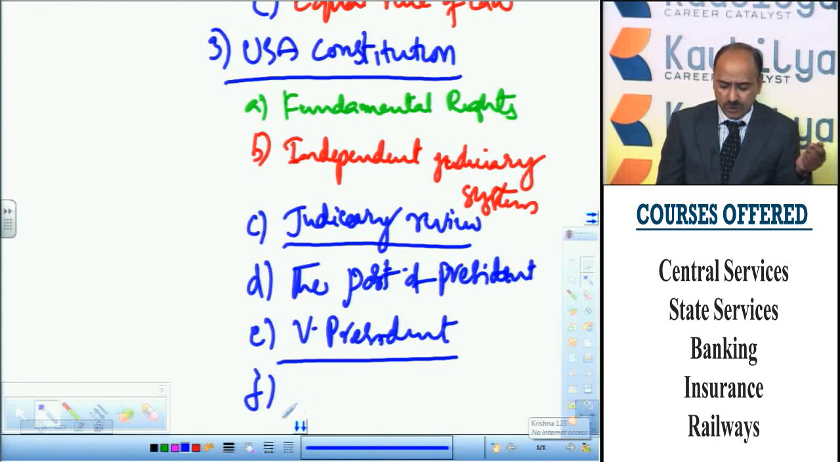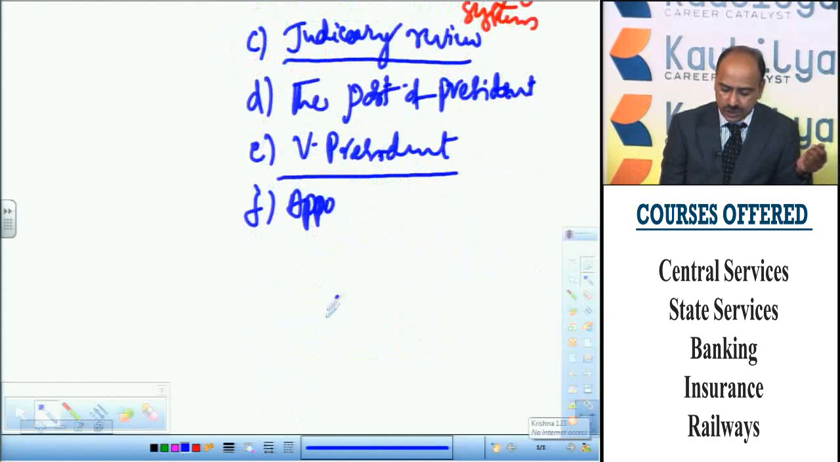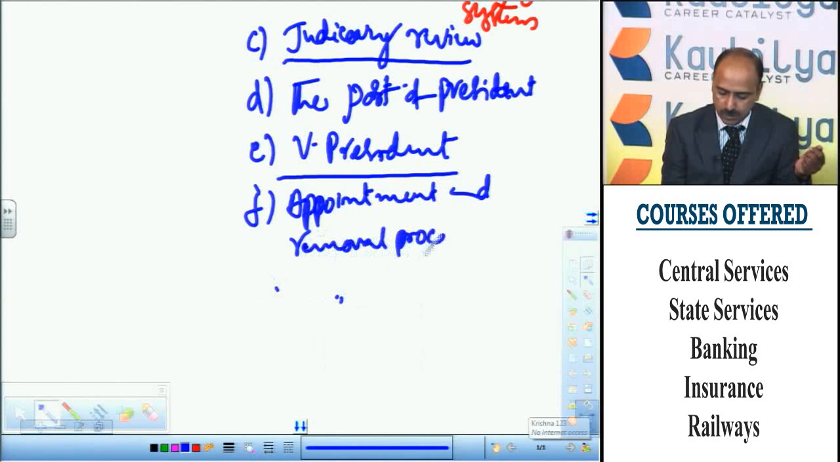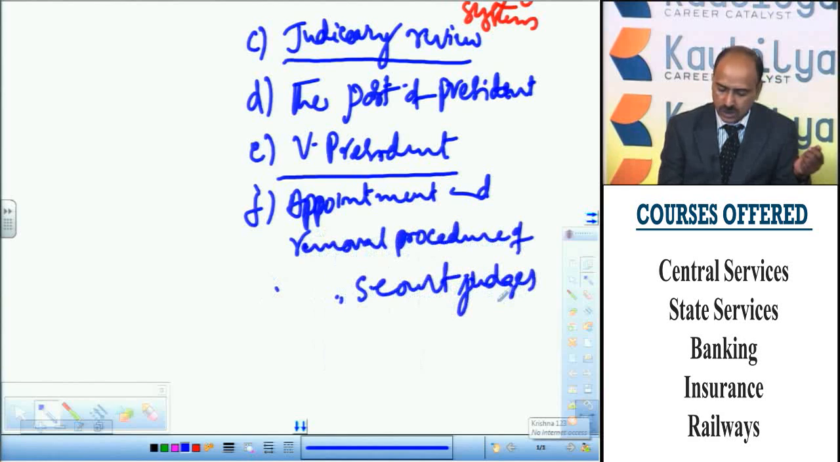Next, we also borrowed the appointment and removal procedure of Supreme Court judges. These are major concepts we borrowed from the American Constitution. It is the third source of our Constitution.